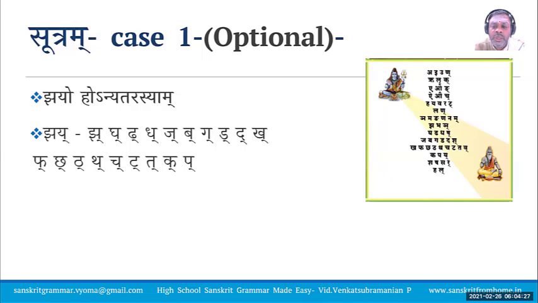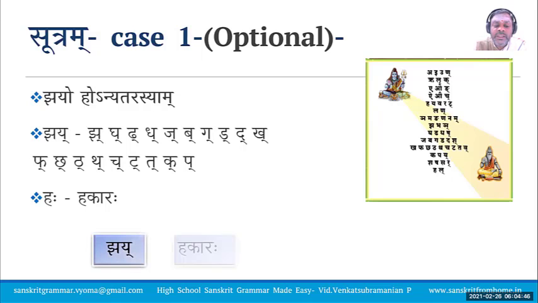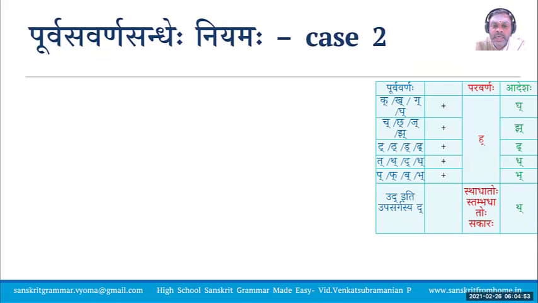For the first case, the rule is jhayo ho nyatarasyam. Jhay refers to the pratyahara starting from jha, jhabhan sutra, and it goes up to kapay. These varnas are jhay varnas. You should have a hakara on the right. So when a jhay varna is there and hakara is there on the right side, Poorvasavarna adesha takes place and it is optional.